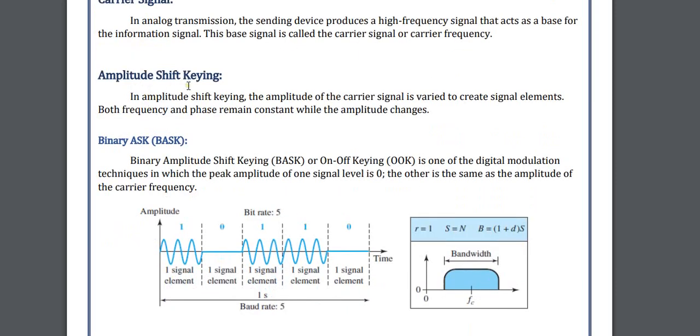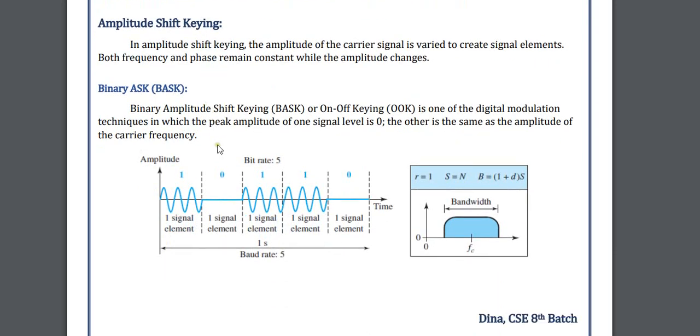What is ASK, which is amplitude shift keying? In ASK we have binary ASK, known as BASK, which is on-off keying or OOK. From this diagram we can easily see that when the signal is 1, the amplitude has a frequency, and if the signal is 0, then it does not have any frequency. When it is 1 again, it will have the frequency, and when it is 0, there is no frequency. So this is known as binary ASK because it depends on 0 and 1.